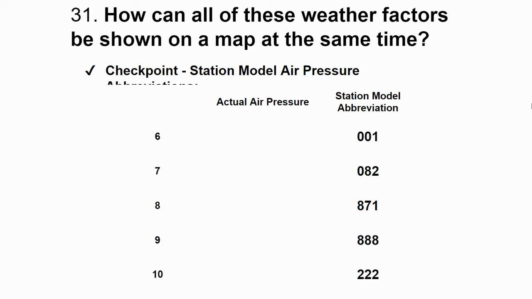All right, so now we're going to go ahead and we're going to take our station model abbreviation and turn it back into an actual air pressure. So let's look at the first one, 001. So the question we need to ask ourselves, is it larger than 500 or is it smaller? Well, I'm pretty sure we all know that 1 is much smaller than 500. So we need to add a 10. All right, make sure to put our decimal in between the 0 and the 1 and add our units back in to find our pressure of 1000.1 millibars.